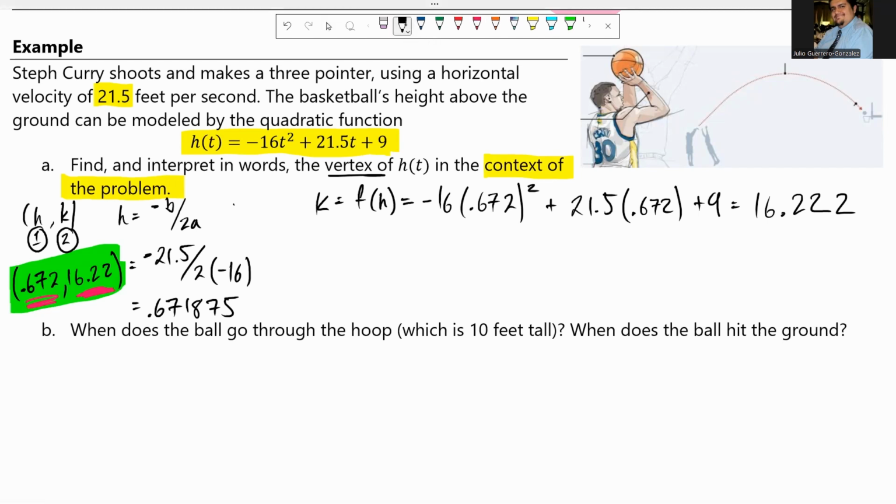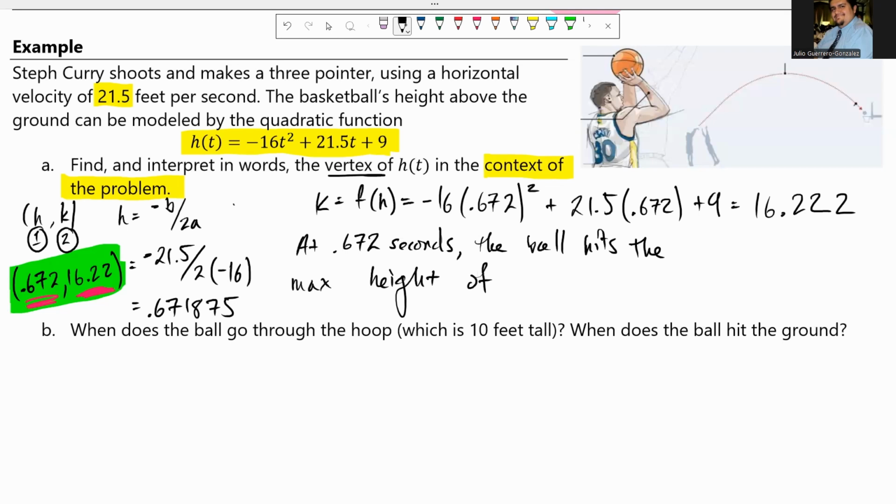Okay, so what we get is this, right? At 0.672 seconds, the ball hits the max height of 16.22 feet. And we are done.